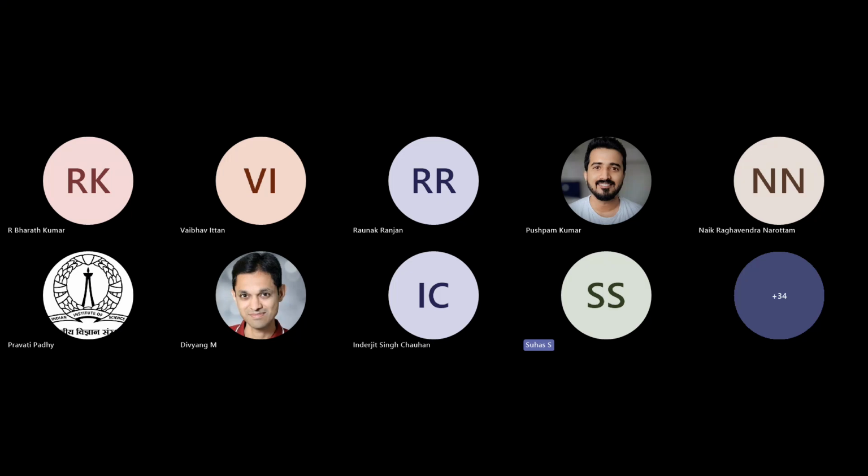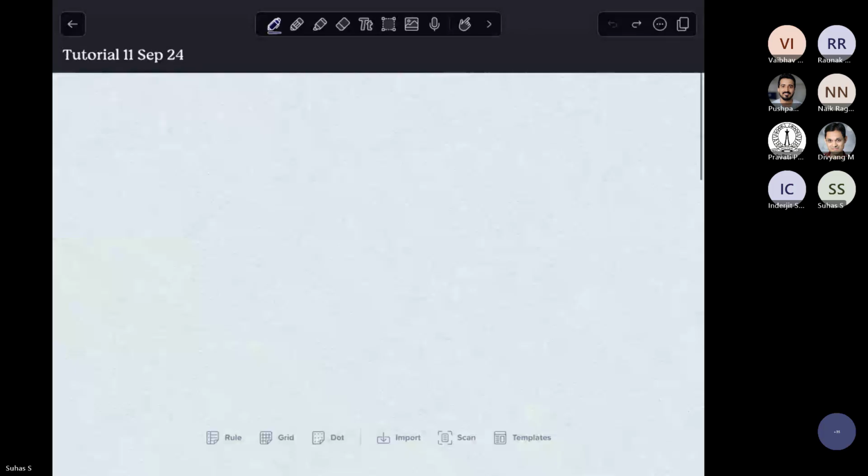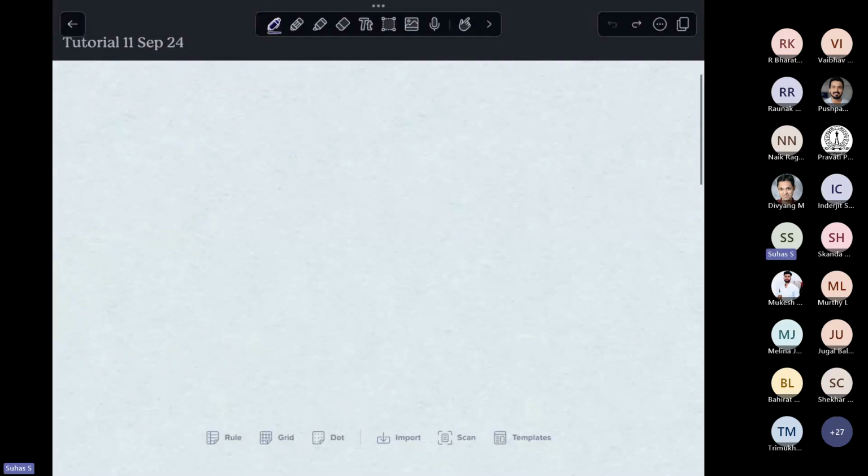And you can see my screen, right? Okay. Yeah, hope you can see my screen.